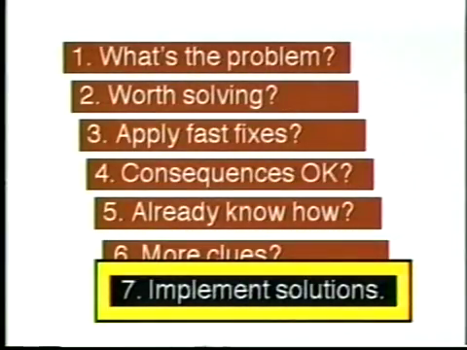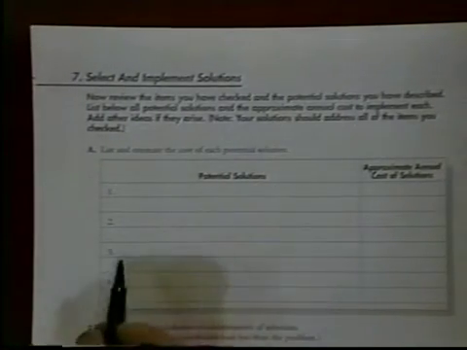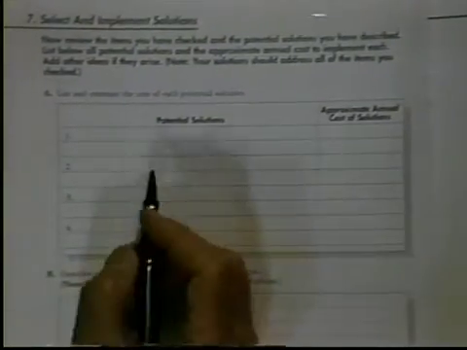I just want to comment on page 8, where you begin to select and implement your solutions. What you do here is go back through your analysis and look at all of the check marks, because these have identified potential solutions, and use those as a guide for drafting some possible solutions here on page 8. And now, notice that we've asked you to draft at least 3 possible solutions, no matter how bizarre they may seem to you at the moment.